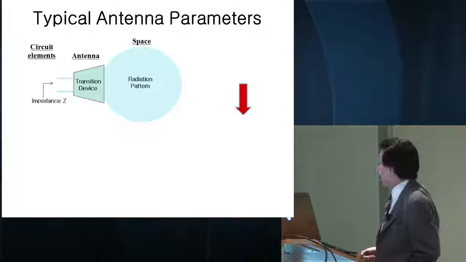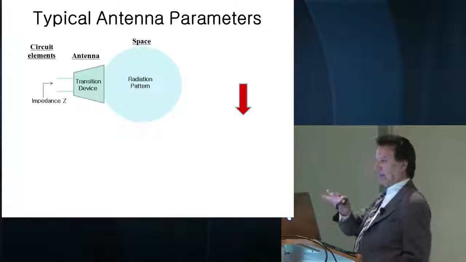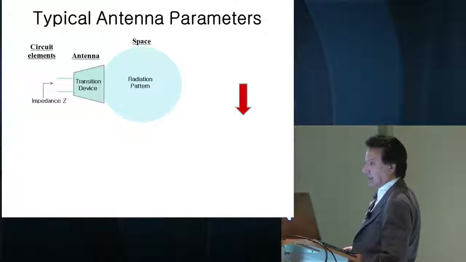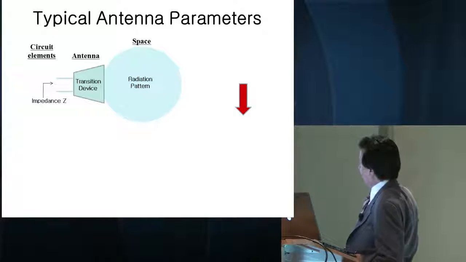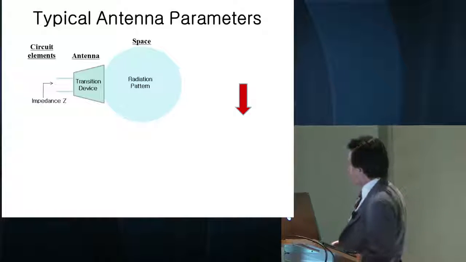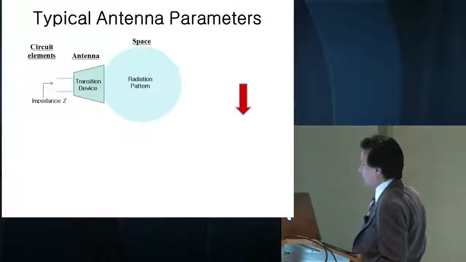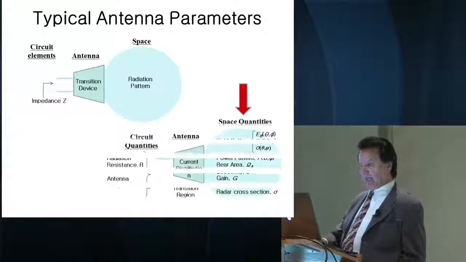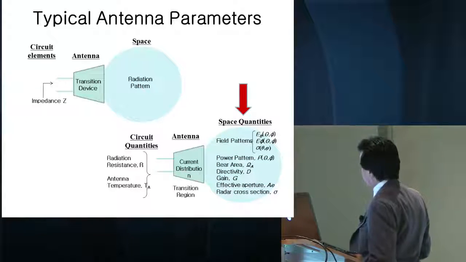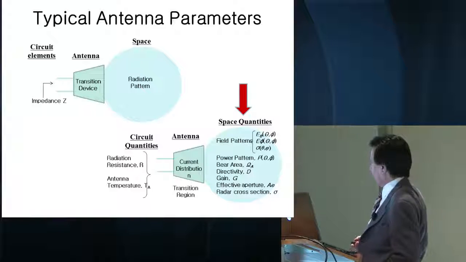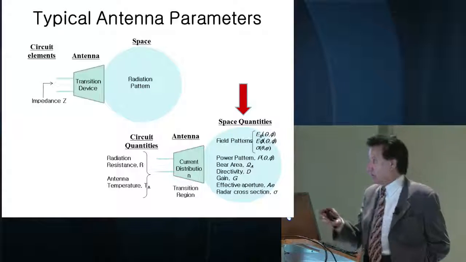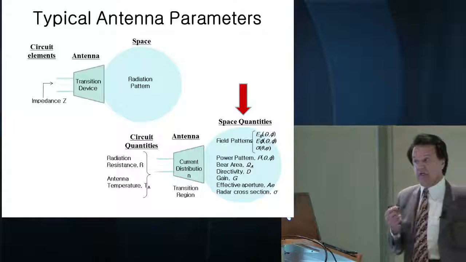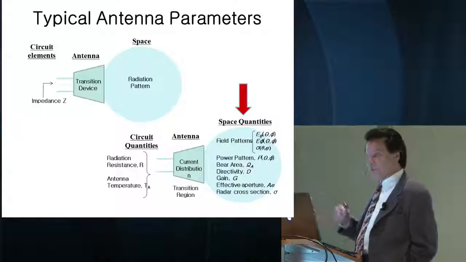So, typical antenna parameters. You can divide it into three pieces. You can have circuit elements that many of our colleagues in MTT are more interested in. We can have an antenna part transition, the kind of work that I'm interested in primarily, and then space, where the radiation occurs. When you look at this, you can put these notions: radiation resistance, antenna temperature, efficiency, and so forth. When you come to the antenna, it can be how the current distributes on the antenna, because ultimately these time-varying currents are the source of the radiation.